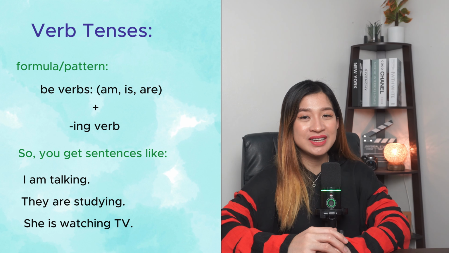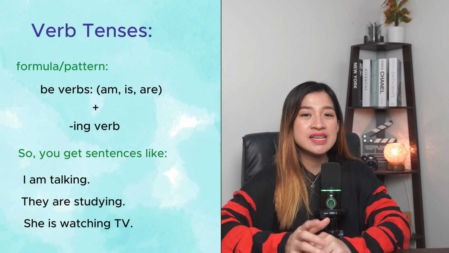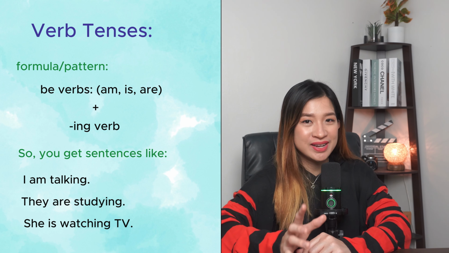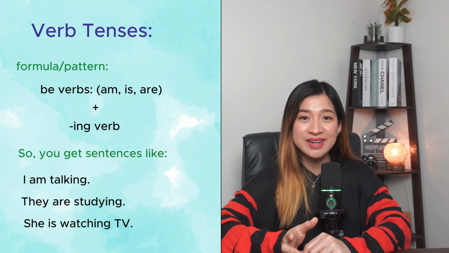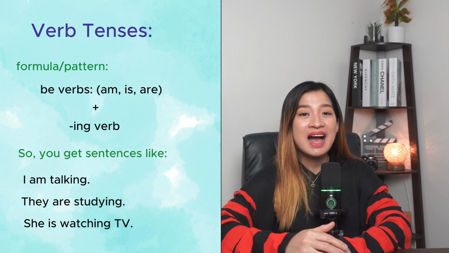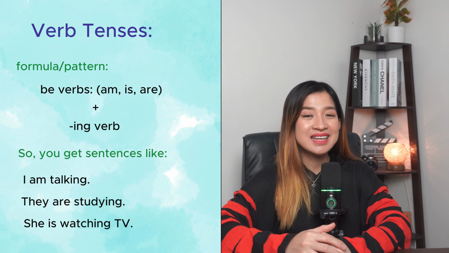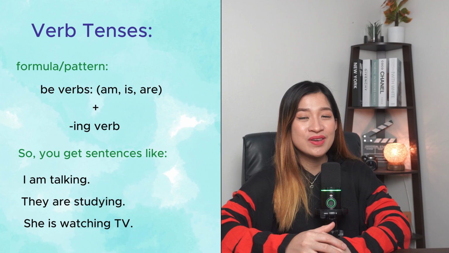This tense is perfect when you want to describe something that's actively happening right now. For example, if someone asks, what are you doing right now? You can respond with, I am eating dinner. This lets you explain what's going on in the present moment.